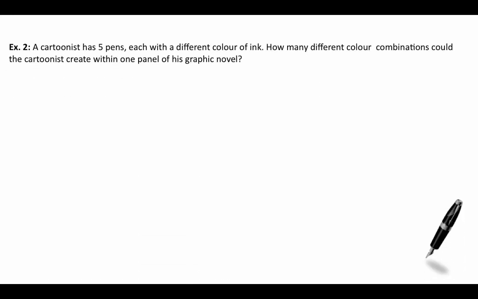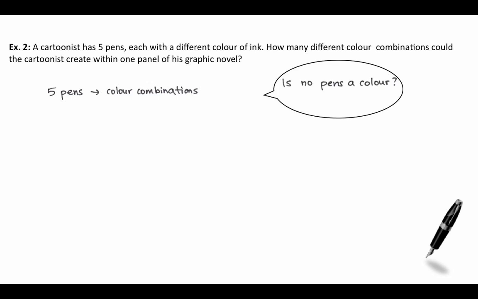Okay, so a cartoonist has 5 pens, each with a different color of ink. How many different color combinations could the cartoonist create in one panel of his graphic novel? Well, if we have 5 pens, these are going to give us our color combinations, and order doesn't matter. It's not a color permutation. Is no pens a color? If we leave it without any color, is that a color? No. So we're going to subtract 1. You'll notice the null set is out.